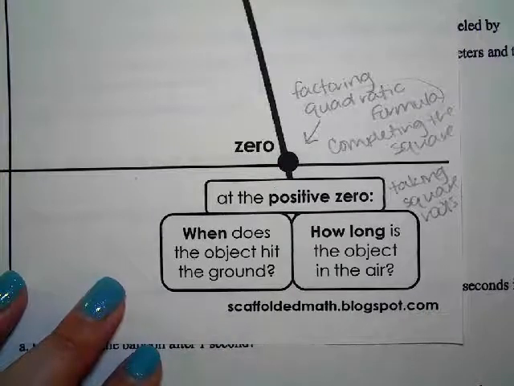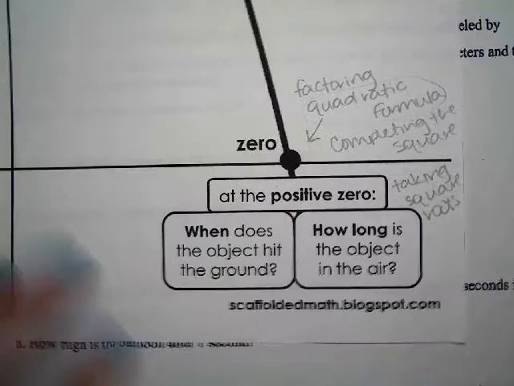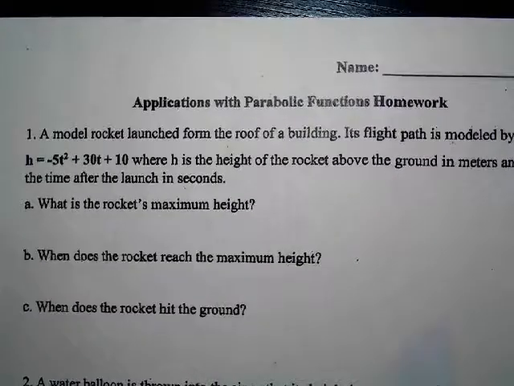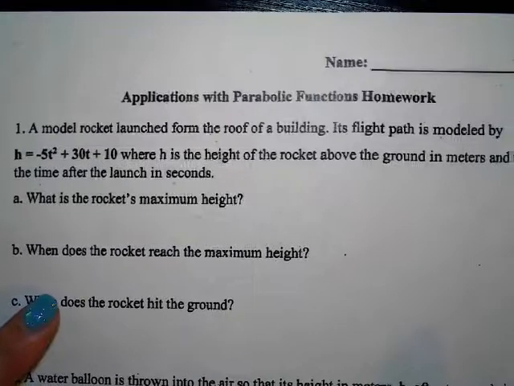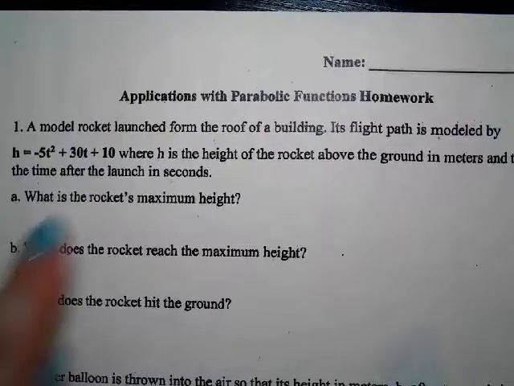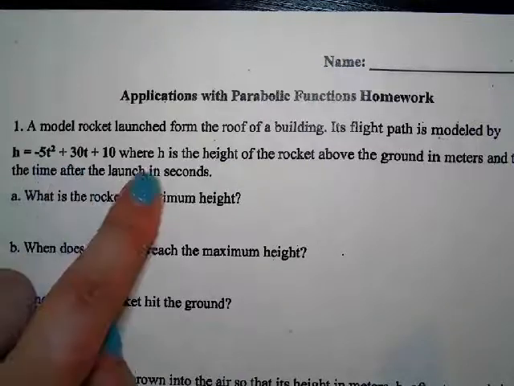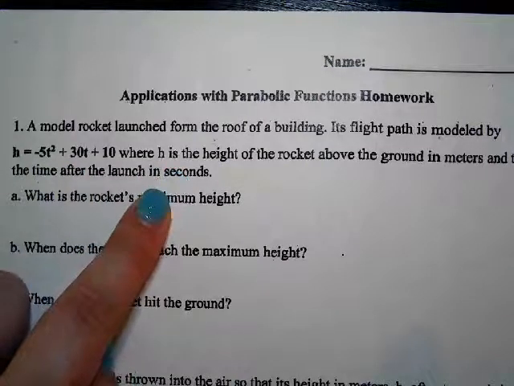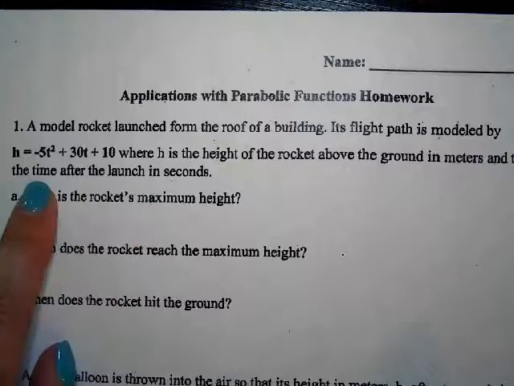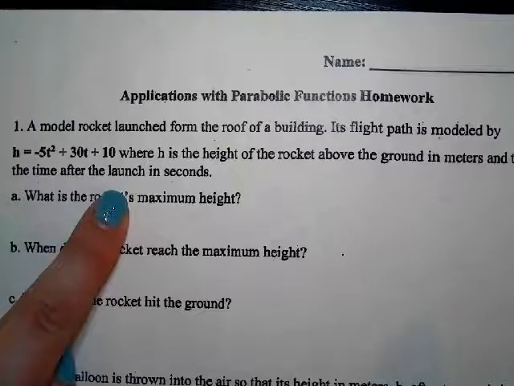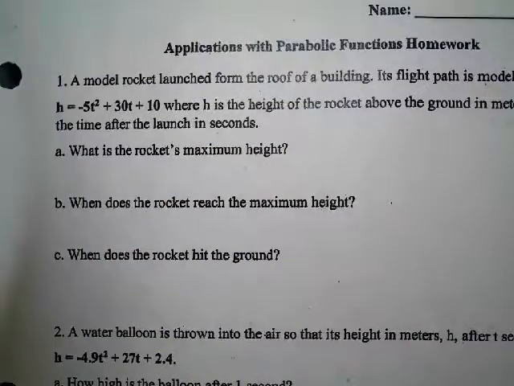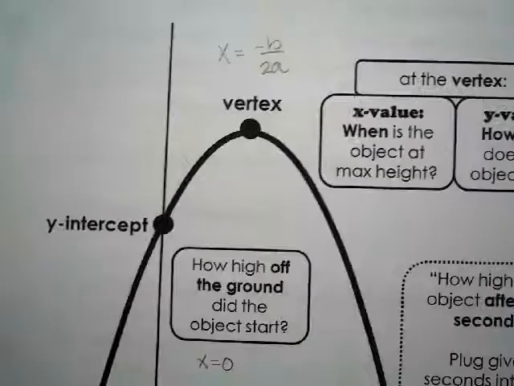All right, the first one says a model rocket is launched from the roof of a building. Its flight path is modeled by this quadratic, where h is the height of the rocket above the ground in meters, and t is the time after the launch in seconds. What is the rocket's maximum height? So when they say, what is the rocket's maximum height, what part of the parabola are we looking for? We are looking for the vertex. When it says, what is the maximum height, are we looking for the x coordinate of the vertex or the y coordinate of the vertex?